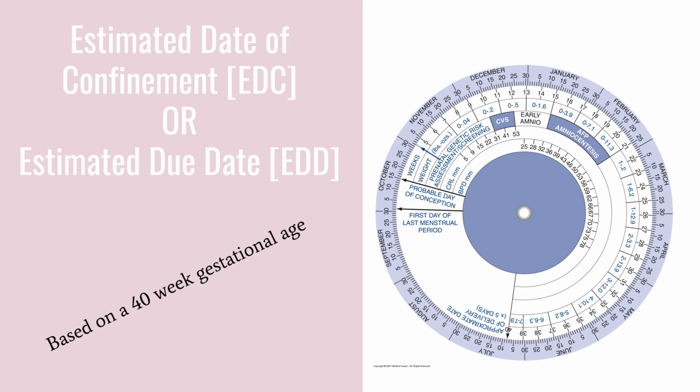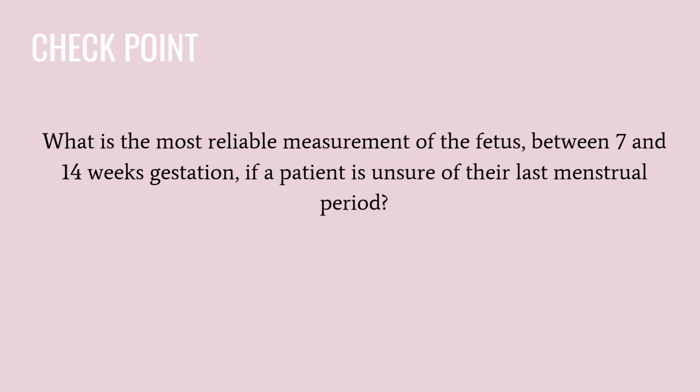You should know that most women begin labor within 10 days of their EDC. Again, most women begin labor within 10 days of their EDC. Also know that the estimated due date, or estimated date of confinement, you can say, is based on a 40-week gestational age.